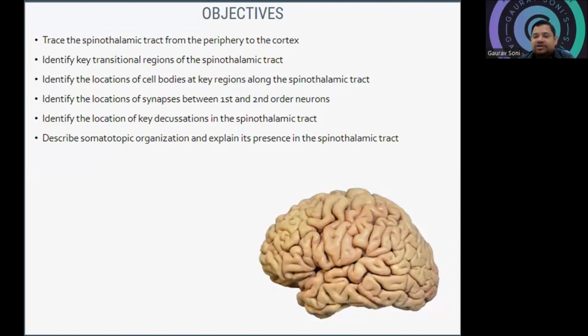In this particular lecture, the top priority will be to trace the spinothalamic tract from periphery to cortex. Remember, this will be coming from the receiver side towards the brain side. It will go to the thalamus, as you can understand by the name. We have to identify the key transition region where the transition is going to happen, the location of cell bodies, the location of synapse between first and second order neurons, and the identification of decussations. So let's start the topic.